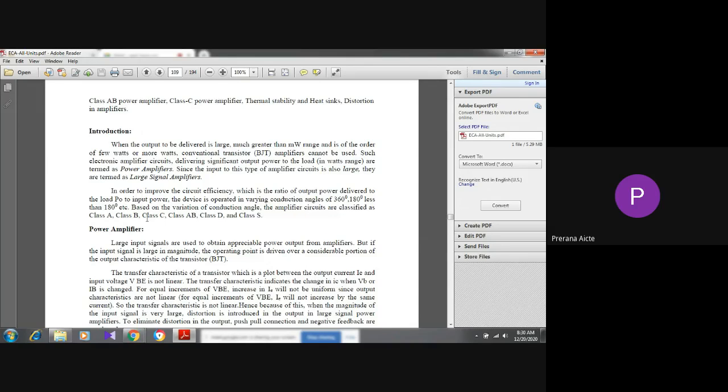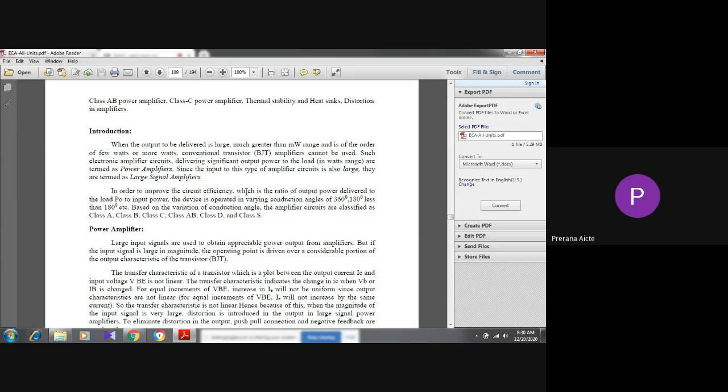That means the output power is very large, and normal BJT transistors are not useful. Such electronic circuits delivering significant power to the load are termed power amplifiers. For such cases we have to change the transistor type also. Already I have explained that for power amplifiers the input of the amplifier circuit is large. That's why these amplifiers are called large signal amplifiers.